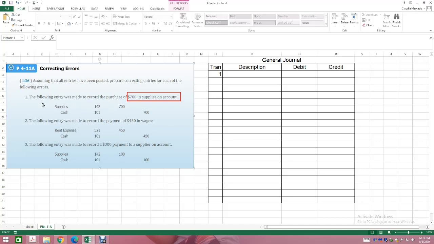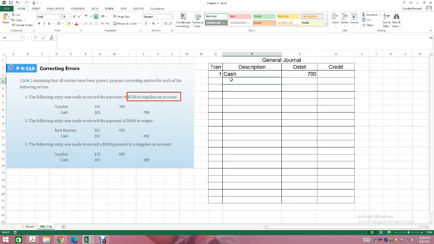I don't have to make any corrections there because I did buy supplies. So when I buy supplies, I debit my supplies account. Now the error here is that it shows that I paid with cash when I really did not pay with cash. I paid on account. So this entry to cash is incorrect, and I need to reverse it. Well, how do we reverse an entry? We do the opposite of what we initially did. Cash was credited $700. I'm going to reverse that, so now cash is going to be debited $700.